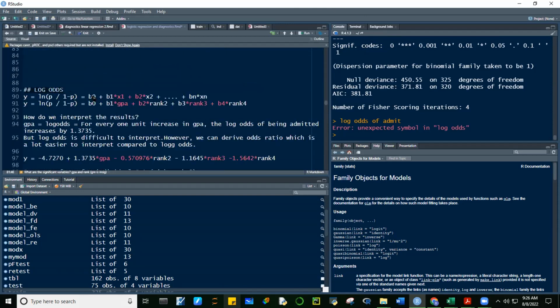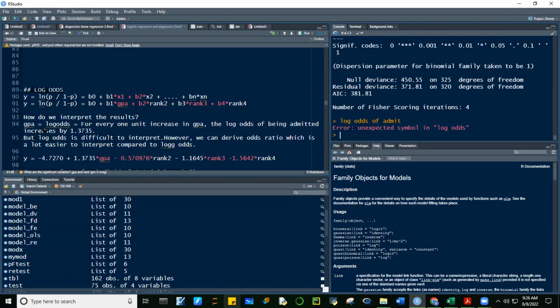Okay, so take a look at this. Yung admit variable, y, is equal to log odds, which is equal to beta null plus beta 1 times x1, etc. If we substitute, y is equal to log odds is equal to beta null plus beta 1 times GPA plus beta 2 times rank 2 hanggang rank 4. So the question is, how do we interpret the results?